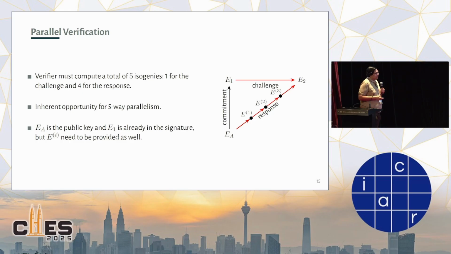And lastly, the last contribution that we have is proposing the use of parallelism for verification. So if you think about it, there are 5 different isogenies that the verifier needs to compute, which is 1 for the challenge and 4 for the response. So if you just have to compute 5 independent isogenies, why not do them concurrently? The only caveat here is you cannot start working on an isogeny unless you know its domain. So that means you are stuck with computing these ones sequentially, unless you put these intermediate curves in the signature so that the verifier can start working on them immediately.